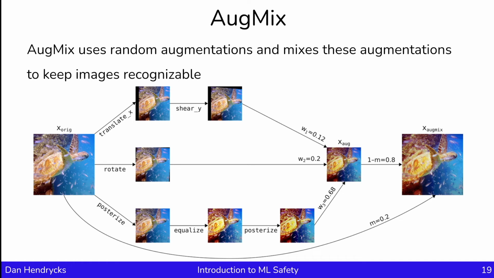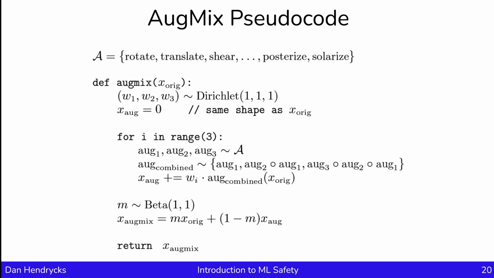As a technical detail, AugMix is applied on top of the typical data augmentation steps. Those steps might be flipping the image, cropping the image, or resizing it. So after it's gone through the typical data augmentation, then AugMix applies its augmentations on top of that. Here's the AugMix pseudocode. As we can see, the set of augmentations is rotate, translate, shear, etc.